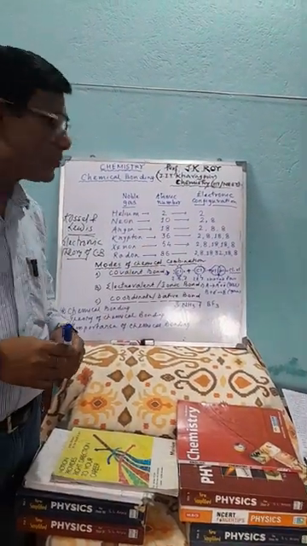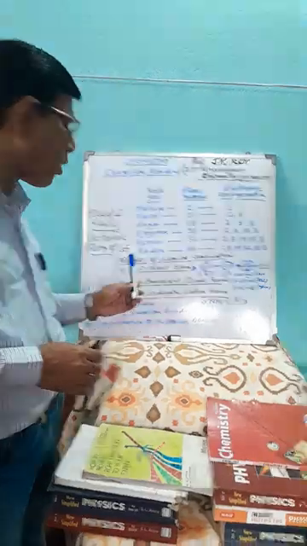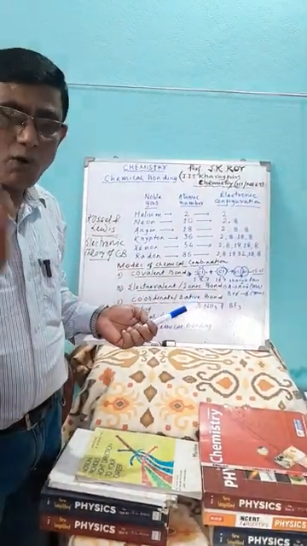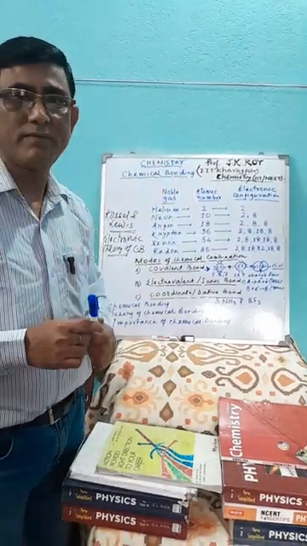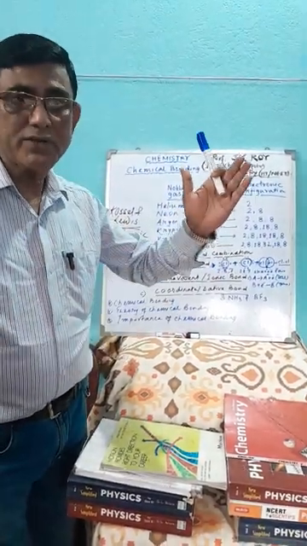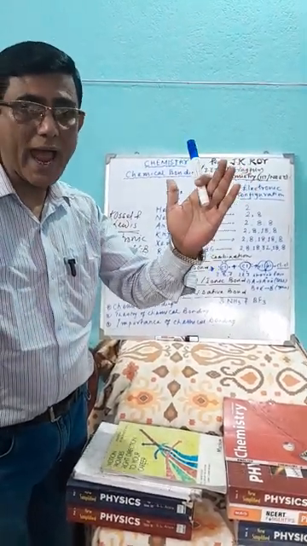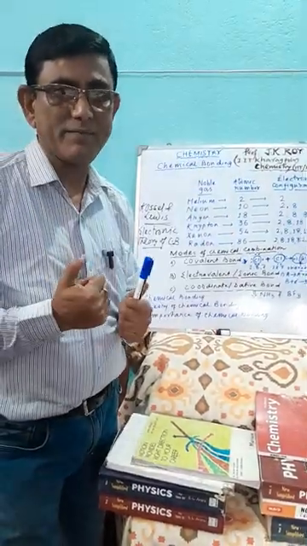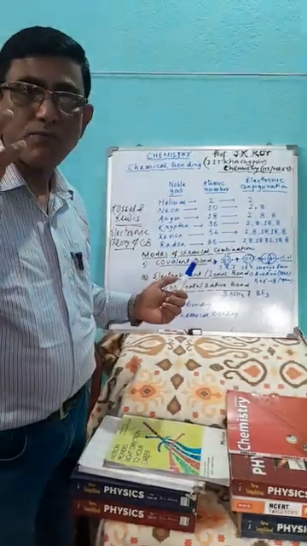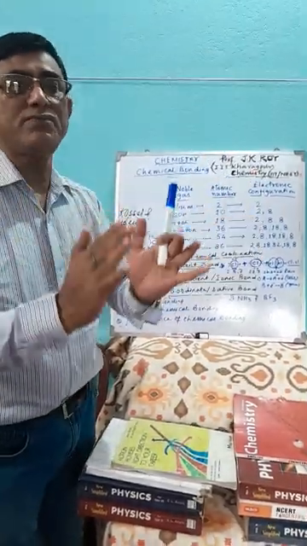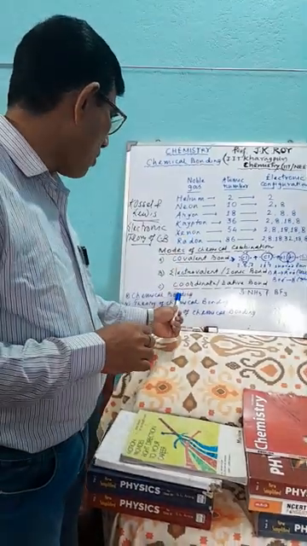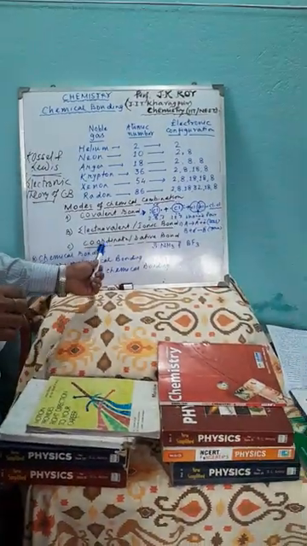So first of all, we should know what is a bond. Bond kya cheez hai chemical bonding mein? Bond is a force, a bal. Jeta je bal ta duto different atom ke combine kore, hold kore rakhe. So bond is a force that holds different atoms of a molecule. That bond is chemical bonding.